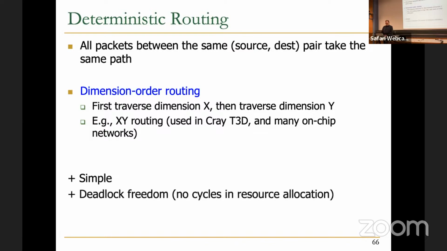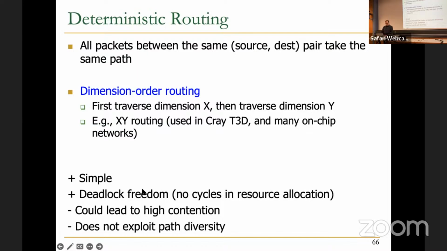So this is, of course, simple. And this is actually deadlock free. Yeah, we have a slide for deadlock. Okay, I'm going to discuss deadlock soon. So your routing algorithm should avoid deadlock, as we're going to see. However, it could lead to high contention because essentially you only use one path. And also, it does not exploit path diversity. Even though a mesh network, for example, or torus network provides very good path diversity, your routing algorithm does not benefit from that.